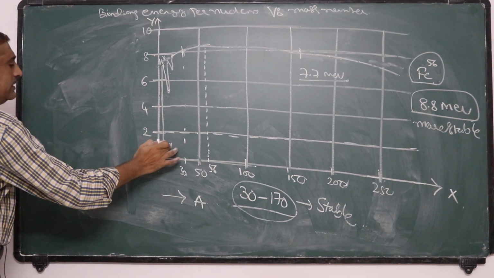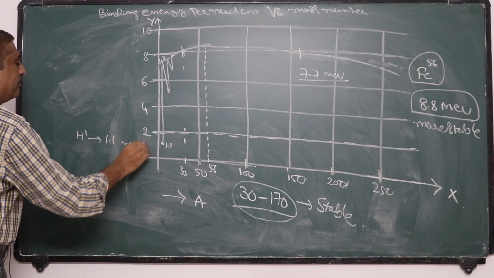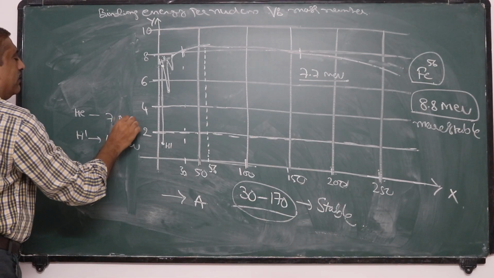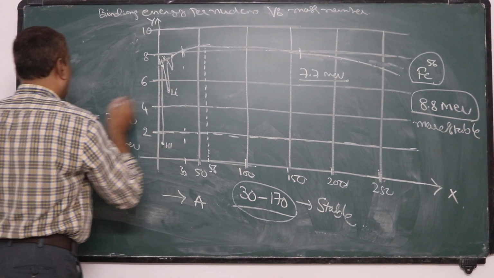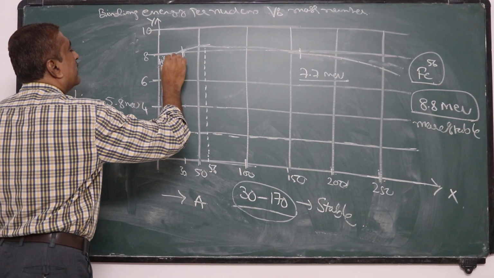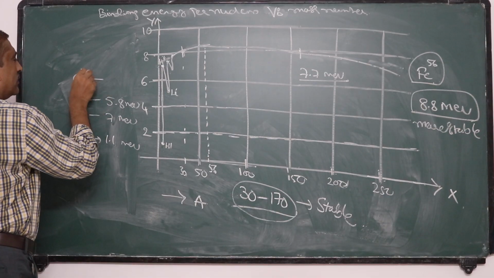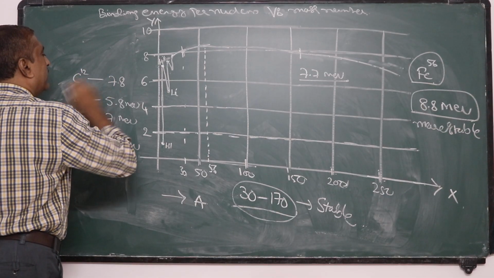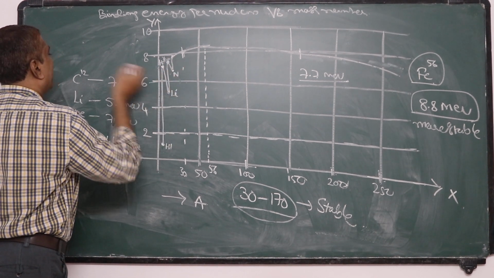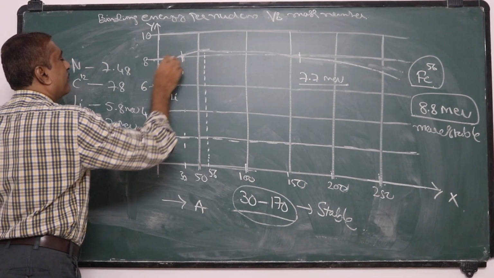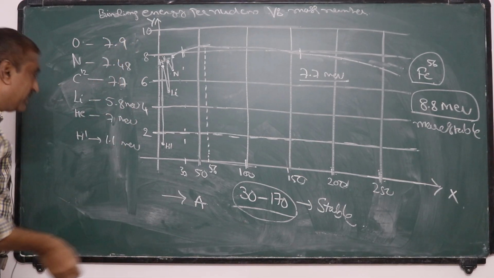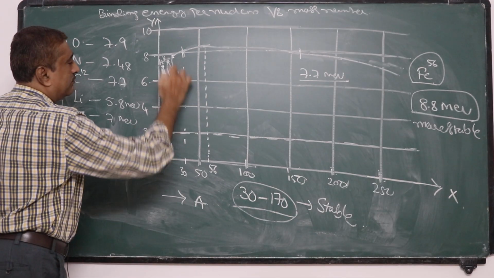So first this is hydrogen H1, it is 1.1 MeV, and the next one is helium, for which it is 7.7 MeV, and the next one is lithium, for which it is approximately 5.8 MeV, and the next one is carbon C12, for which it is 7.8, and the next one is nitrogen, this is C and this is N. For N it is 5.48, sorry, this is 7.7, and this is oxygen, it is 7.9. So these are the values in these peaks like this.